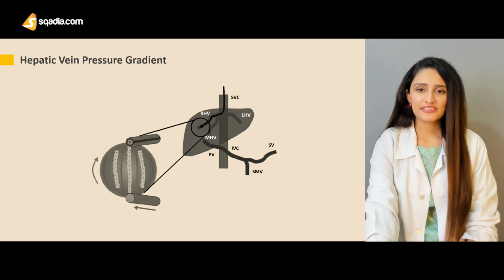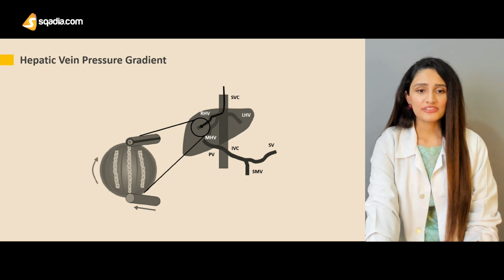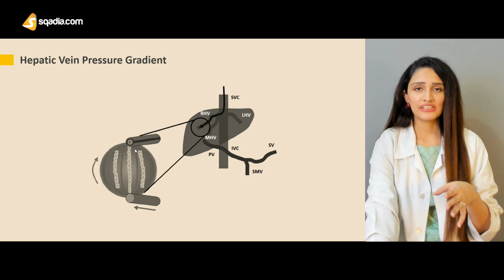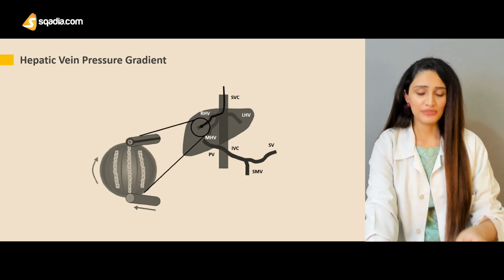As you can see in this diagram, there is a catheter that is going through the superior vena cava into the right hepatic vein. And then there is a more detailed picture over here. The catheter is wedged within the hepatic vein, and whatever pressure is applied to the wall of the catheter is noted, and this is known as the hepatic vein pressure.